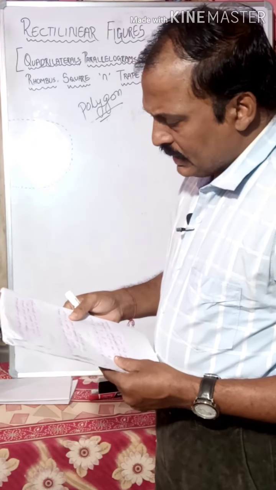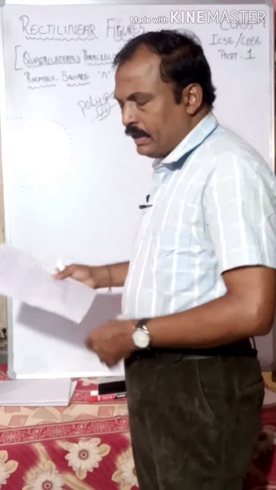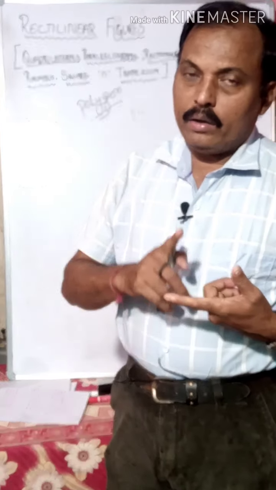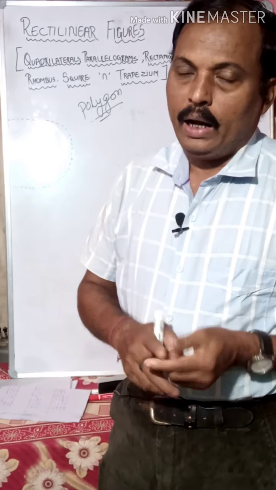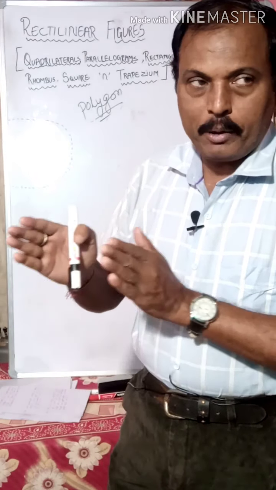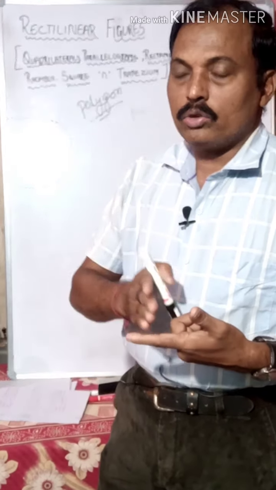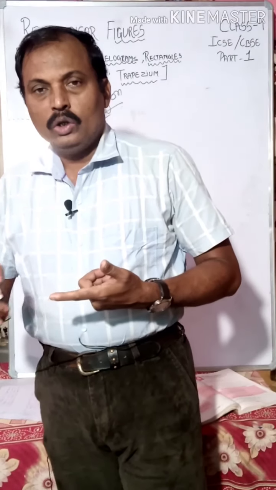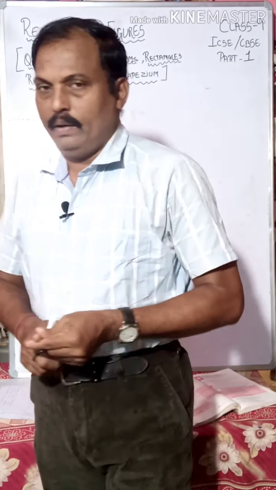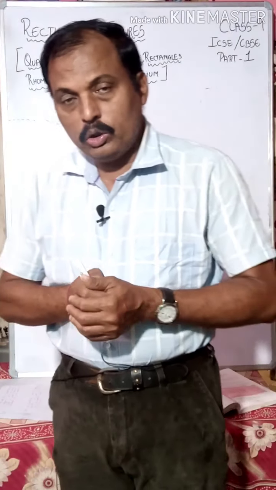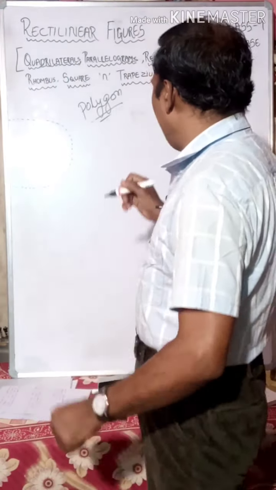One angle of an 8-sided polygon is 100 degrees and the other angles are equal. Find the measure of each equal angle. An 8-sided polygon means there are 8 angles. One angle measures 100 degrees, so the other 7 angles are equal. So what is the magnitude of each of those 7 angles? First we should know the sum of the angles of the polygon.